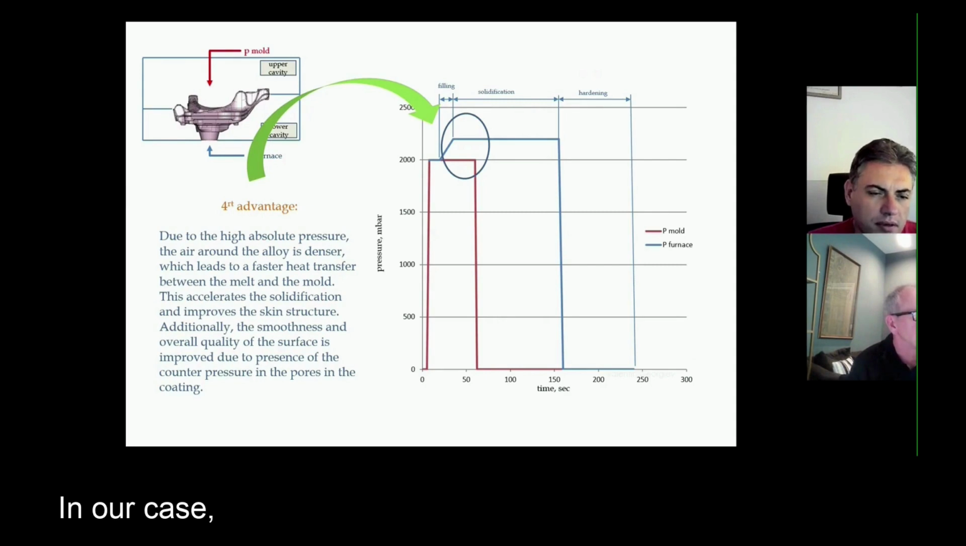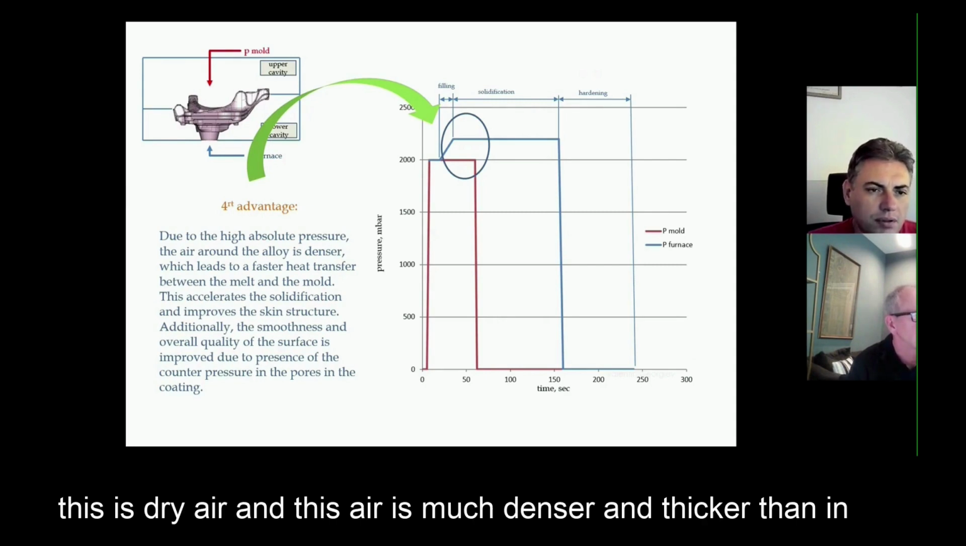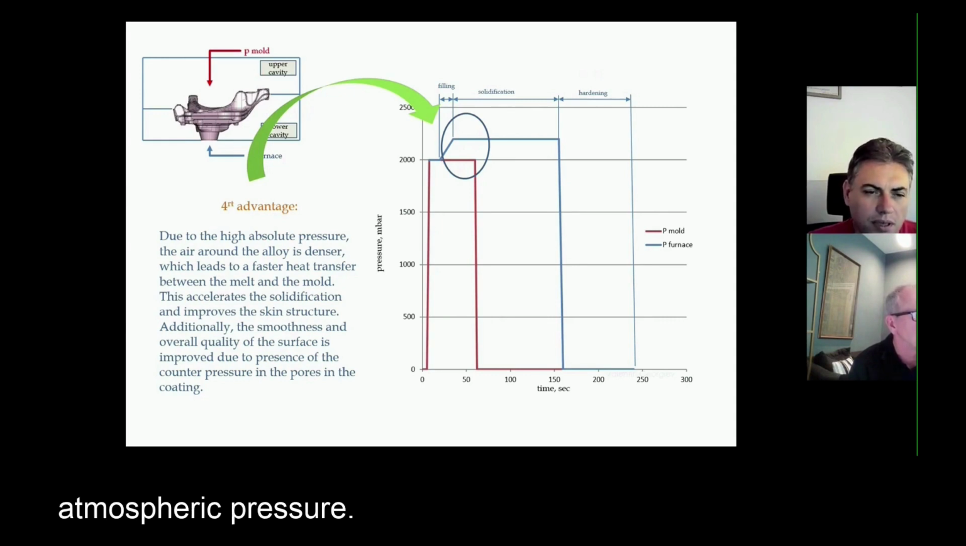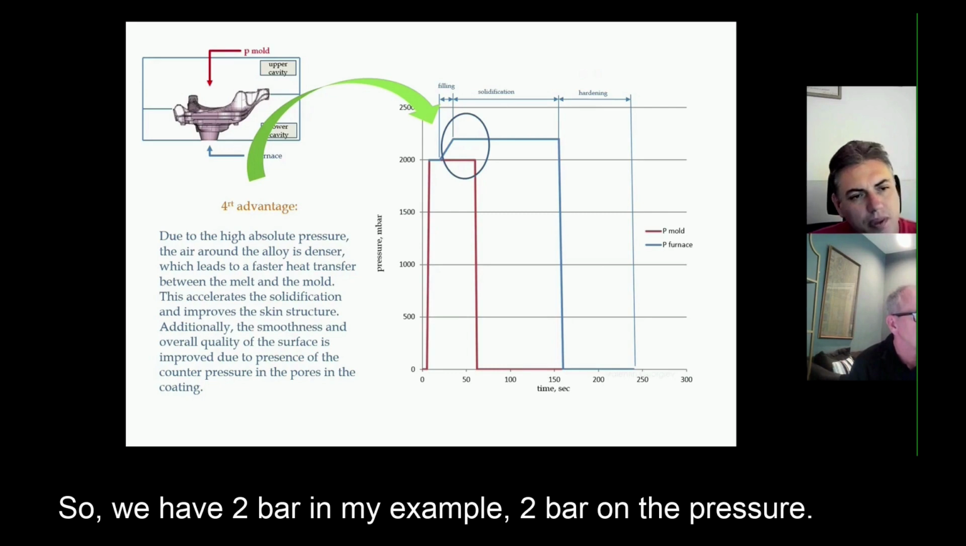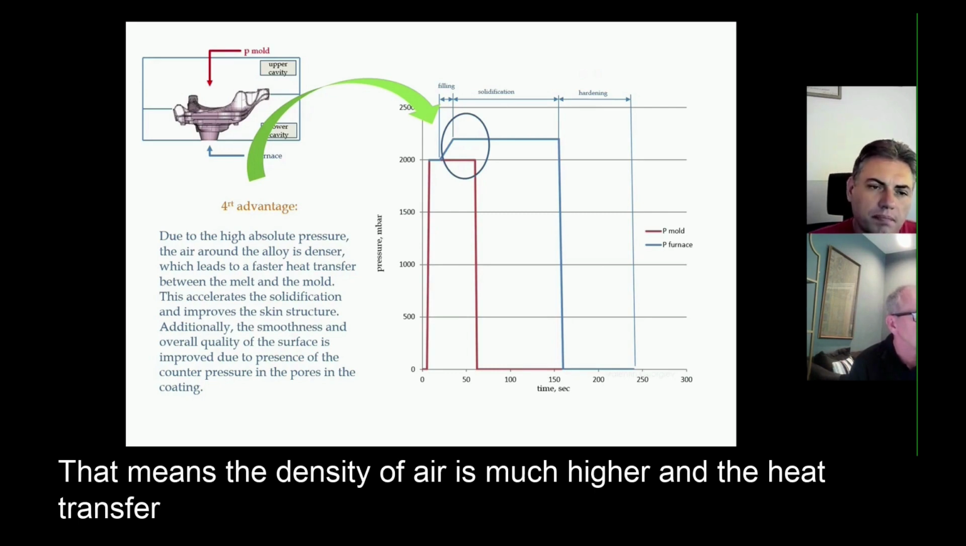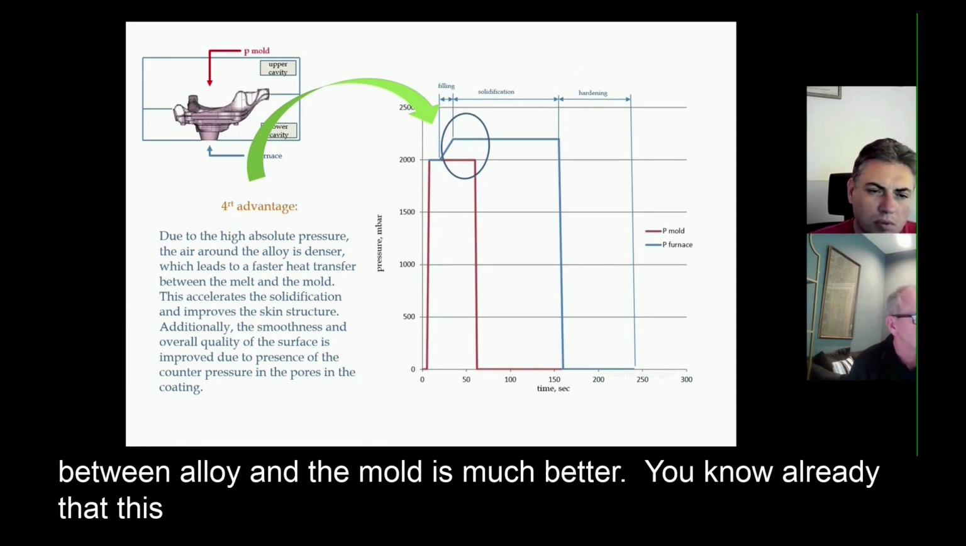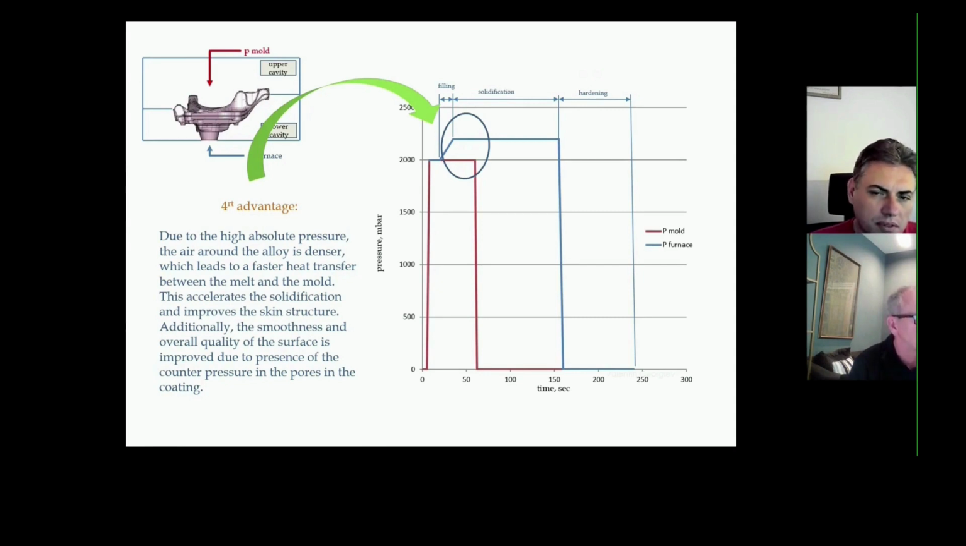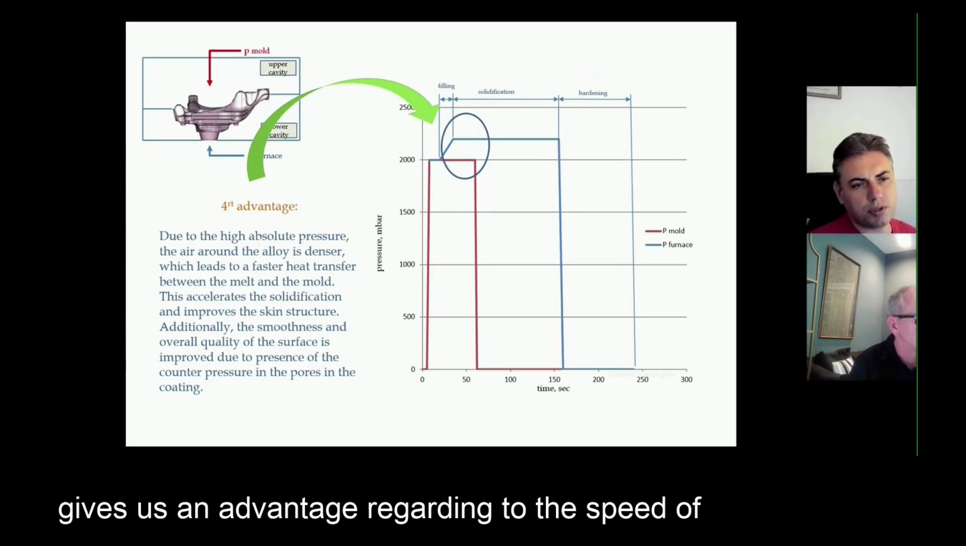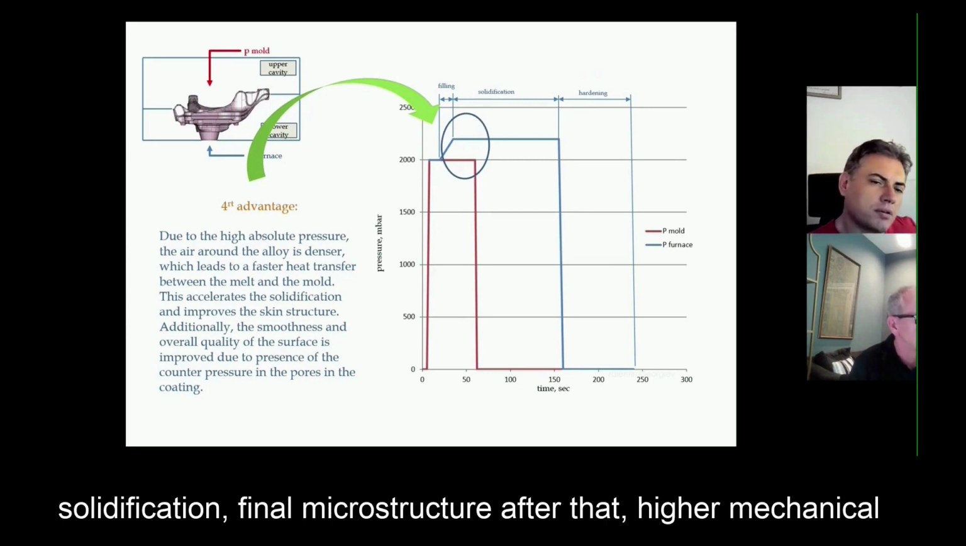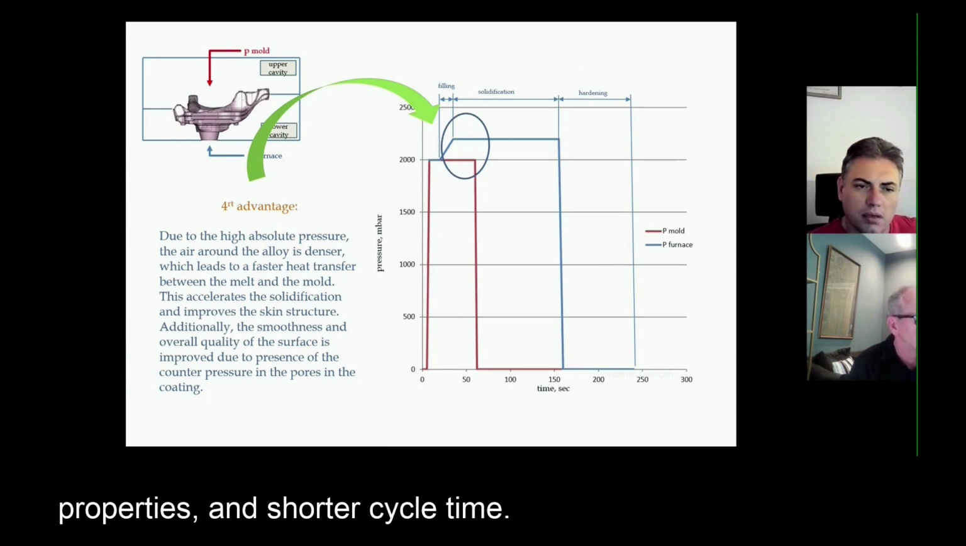In our case, this is dry air, and this air is much denser and thicker than in atmospheric pressure. So we have 2 bar in my example, 2 bar on the pressure. That means the density of the air is much higher, and the heat transfer between the alloy and the mold is much better. You know already that this gives us an advantage regarding the speed of solidification, finer microstructure, after that, higher mechanical properties, and shorter cycle time.